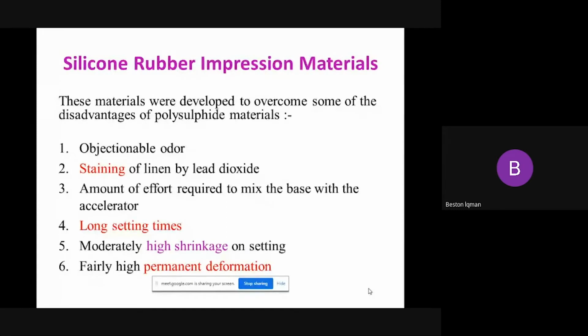As we know, polysulfide is the first material discovered. What are the disadvantages of this material? The first one, the odor. Number 2, staining, lining by lead dioxide. Number 3, the amount of effort required to mix the base with the accelerator; it needs too much time to mix. Number 4, it needs a long setting time, which is not accepted by the patient and by the dentist, because it takes too much time. Number 5, moderately high shrinkage on setting. And the last one, high permanent deformation. Due to all of these disadvantages, the rubber base impression material was discovered.